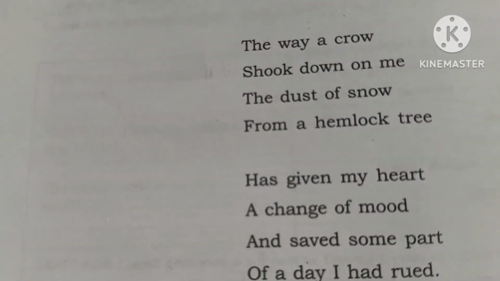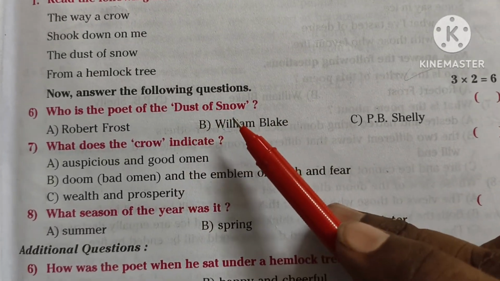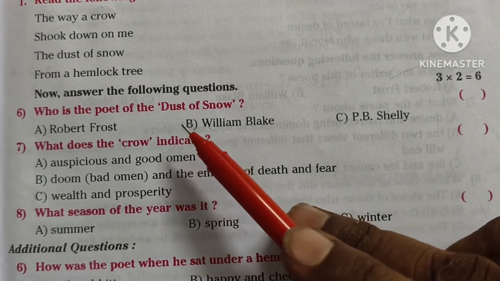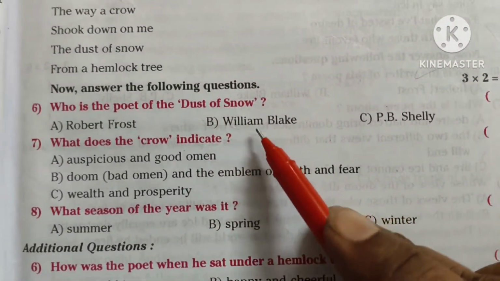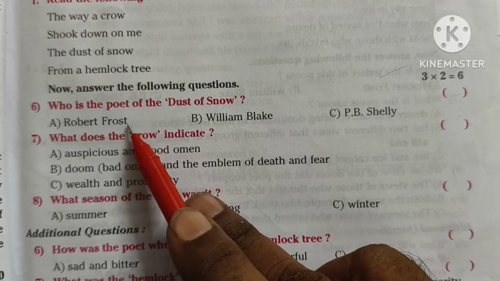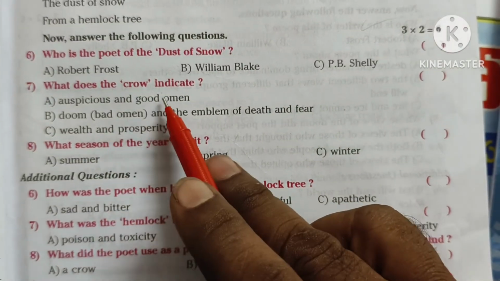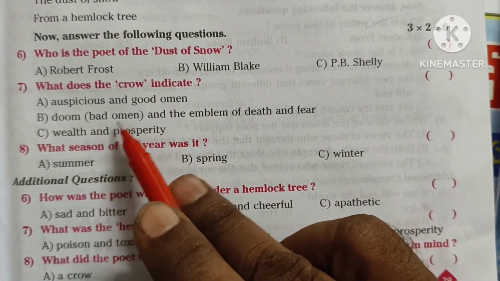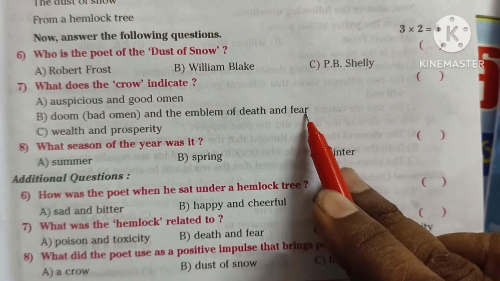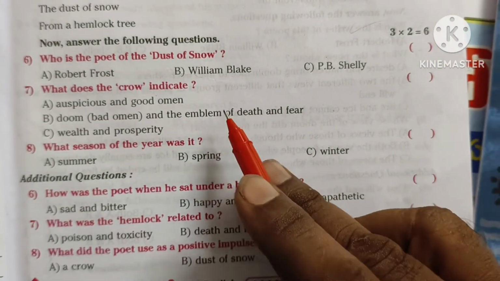Now, children, we'll see some bits. After reading the poem, some questions are there. Who is the poet of Dust of Snow? Obviously, Robert Frost. What does the crow indicate? Auspicious and good omen, or doom, or the emblem of death and fear, or wealth and prosperity. So A and C are not correct. B is the correct answer.